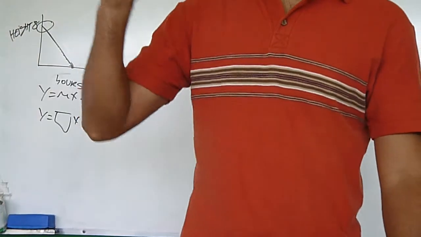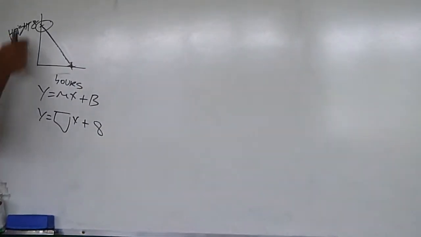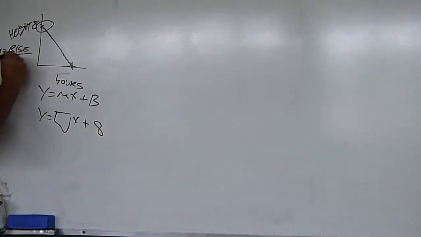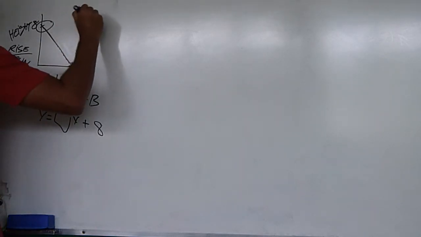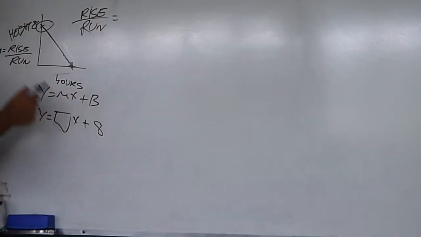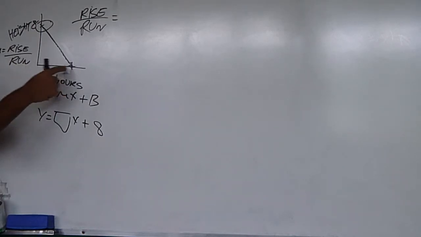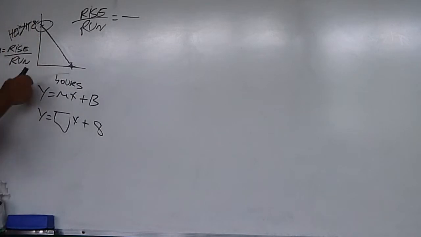Oh, we can just see how much it went down and how much it went over. From this point to this point, how much did it go down? Because the slope is the rise over the run. I'm going to write it here: rise and run. So how much did it rise? This is the rise, which is going down. It went down from here to here, and went over from here to here. So the rise was how much? Minus 8. Very good. Minus 8, because we're going down 8.